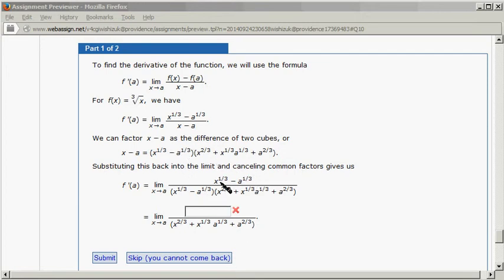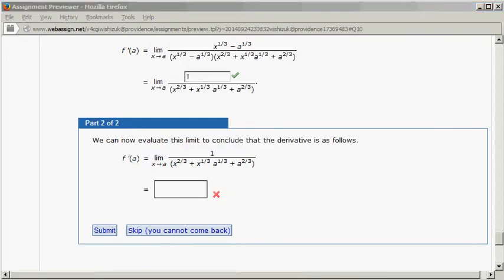Then we cancel those out. So what's left on top, since we cancel out, is just 1. Then you can submit. All right, looks like we got this one correctly.